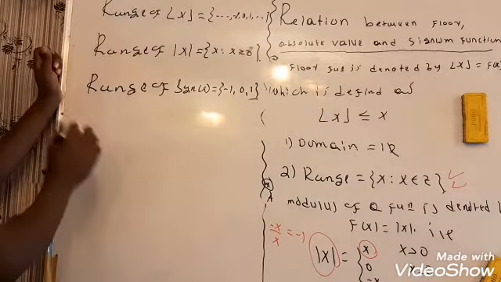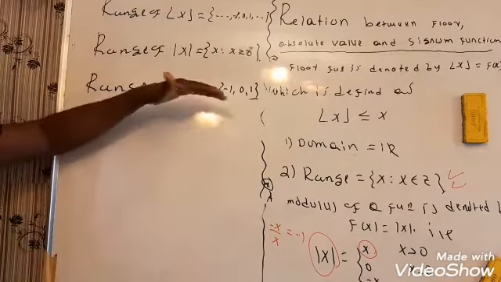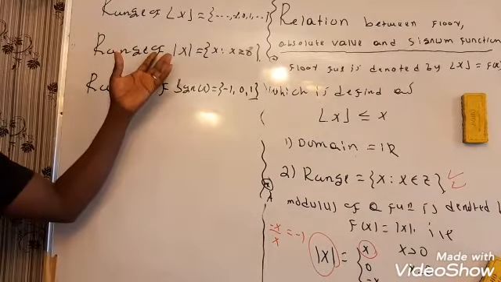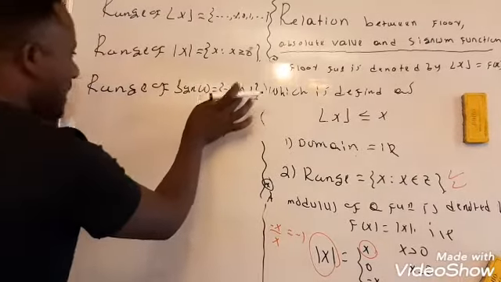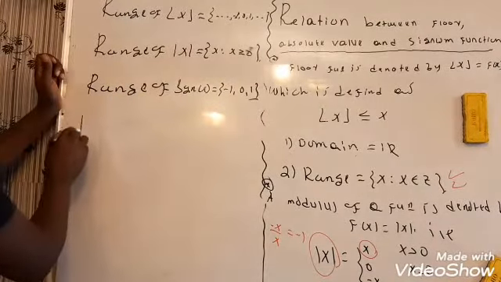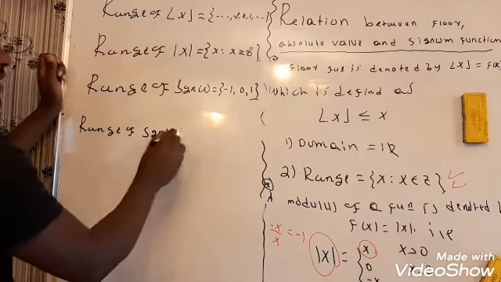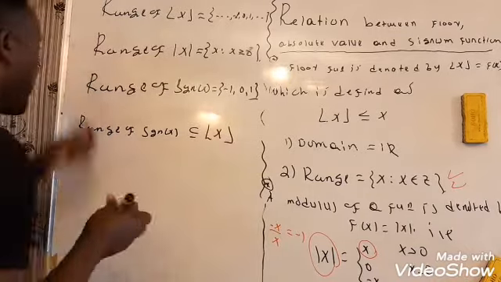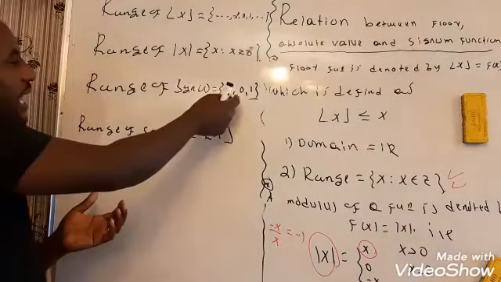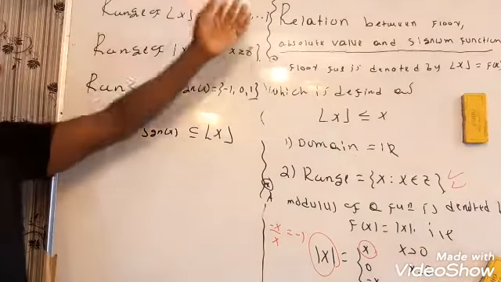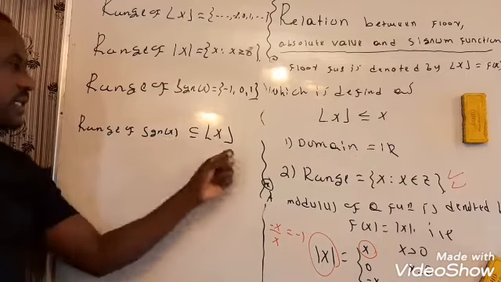Let's see: the range of signum is minus 1, 0 and 1. The range of the signum function is a subset of the range of the floor function, because those are integers, and also a subset of the range of the modulus. The range of the signum function is a subset.